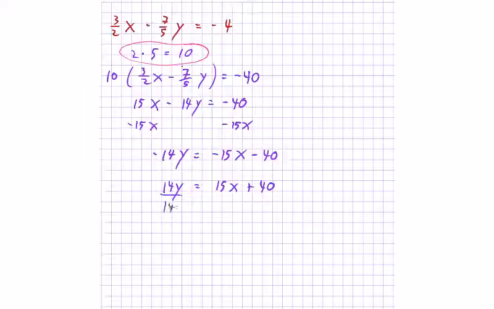Now divide by 14, and divide the entire right-hand side by 14. And my final result is that y is equal to 15/14 x plus 40 over 14, which would reduce down to 20 over 7. If you like, you can express that different ways. You could leave that as 40/14 to keep the same denominator for both.